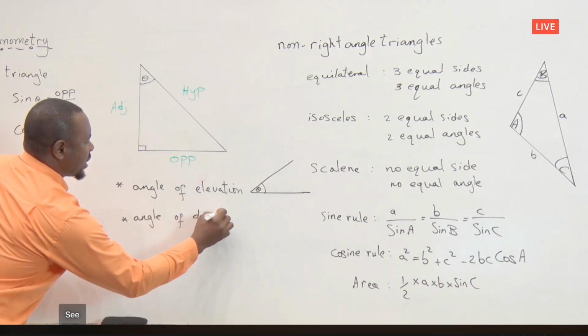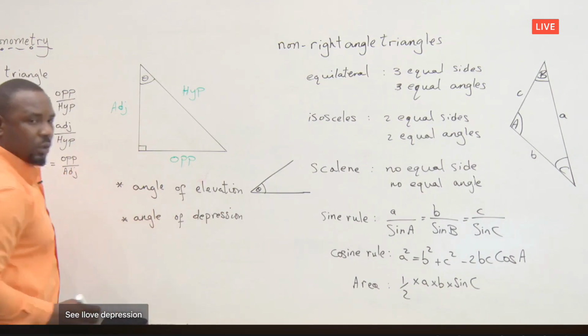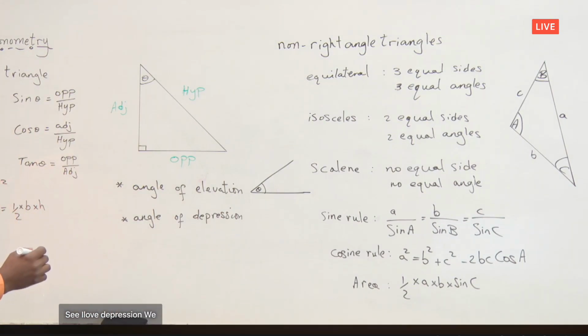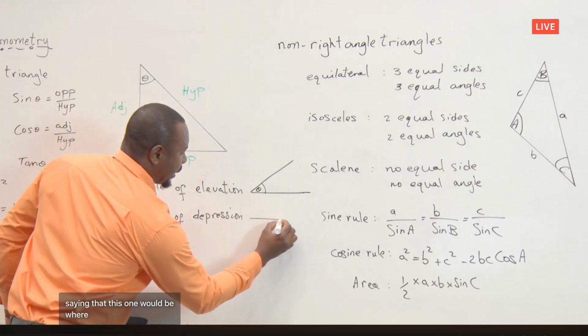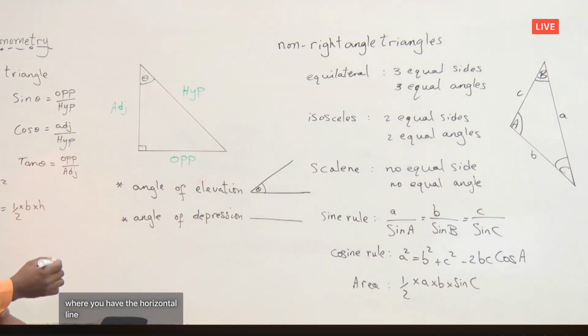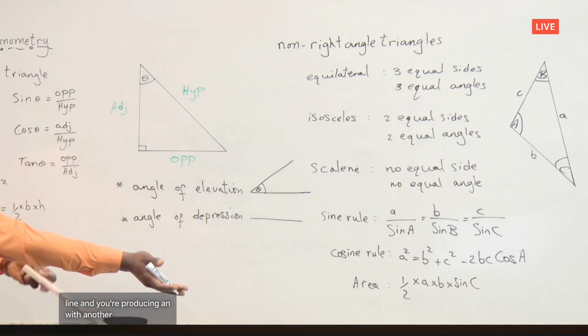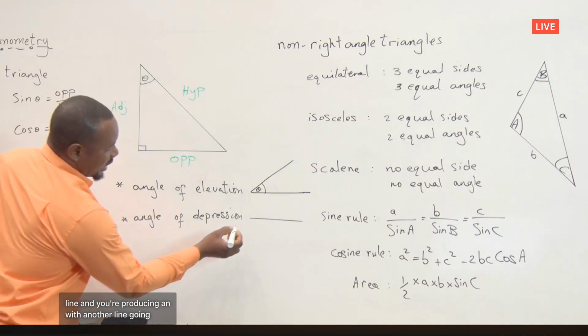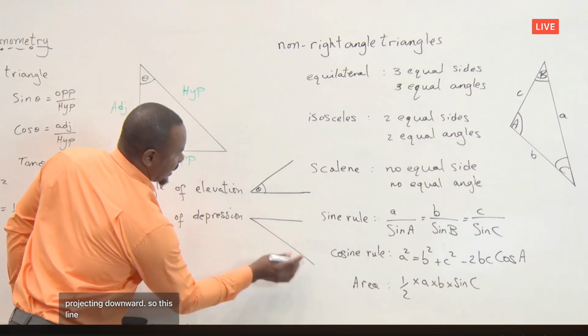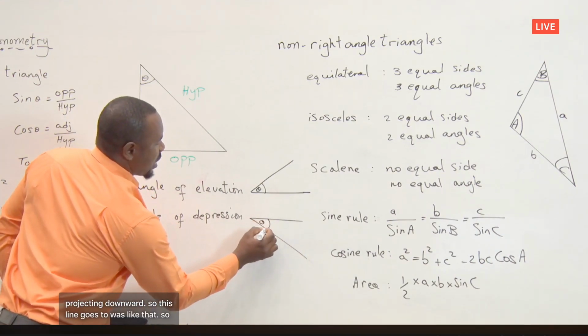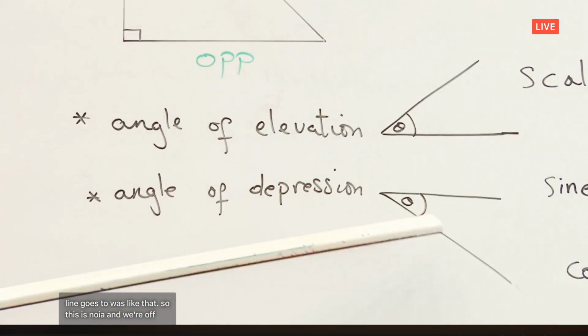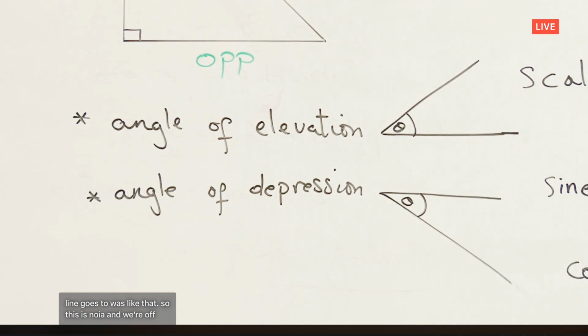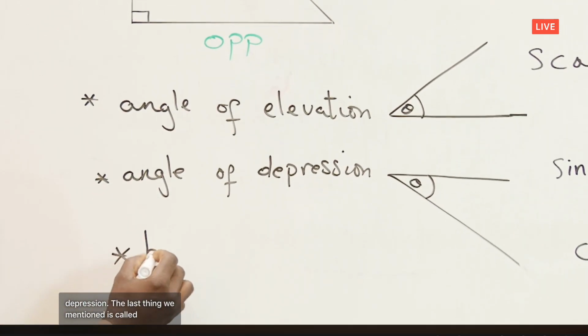So the angle of depression, we are saying that this one would be where you have the horizontal line and you're producing an angle with another line projecting downwards. So this line goes downwards like that. So this is now your angle of depression.